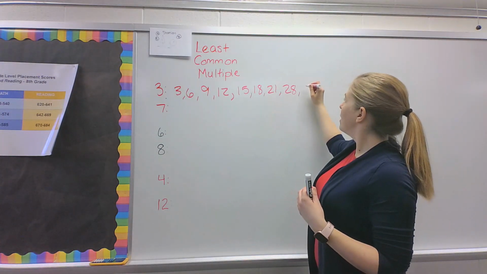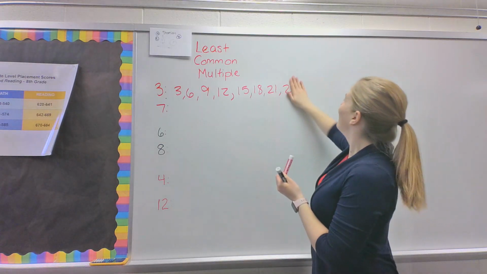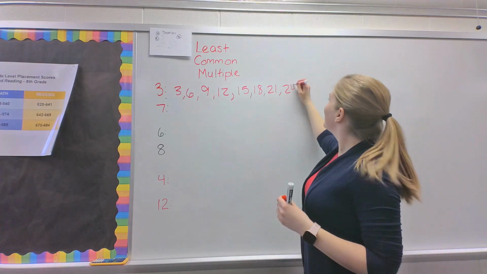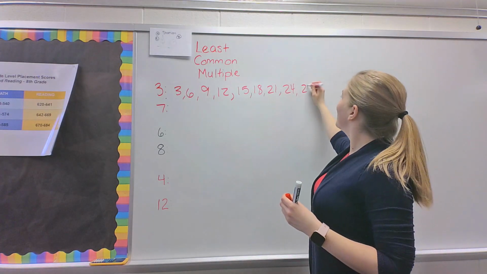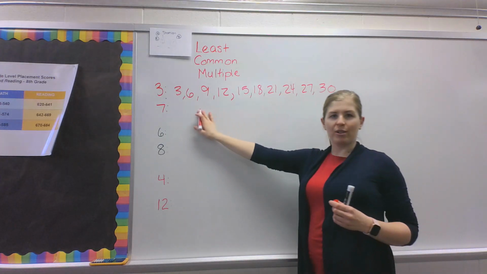3 times 9? 3 times 8, 3 times 9, 3 times 10. So these are all of our multiples.